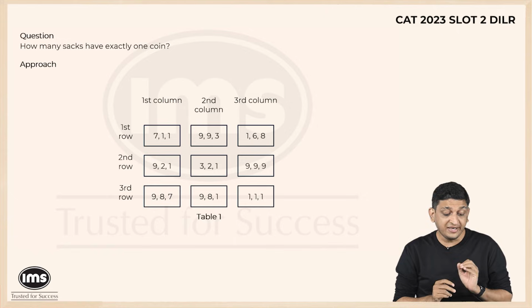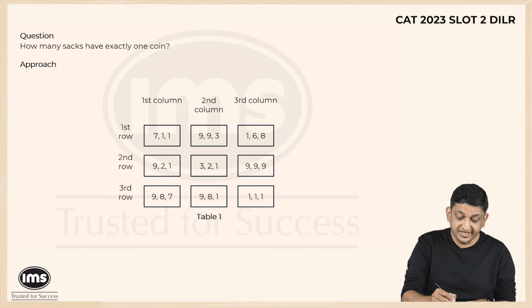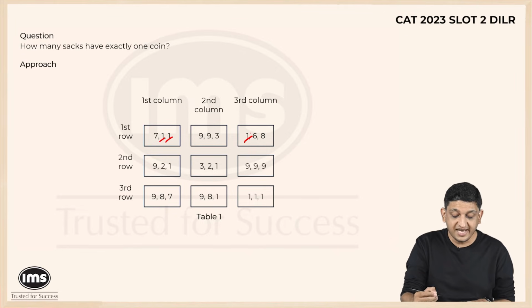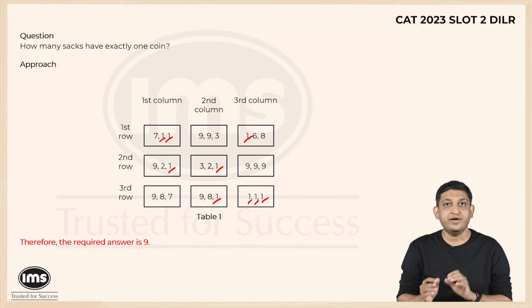Here we have to figure out how many sacks have exactly 1 coin. So it will basically be 2 sacks from this box, 1 more sack from here, 1 sack from here, 1 sack from here, and 3 sacks from here. So in total, we have 1, 2, 3, 4, 5, 6, 7, 8, 9. So there will be 9 sacks that will have exactly 1 coin. The correct answer here is 9.